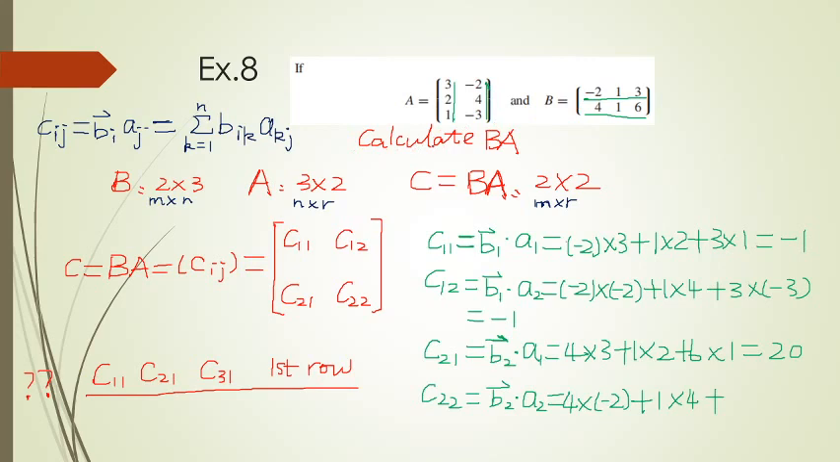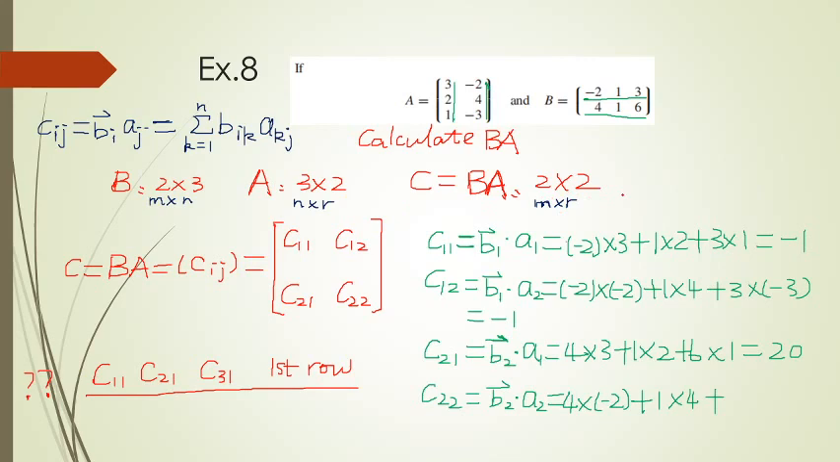We are calculating B times A. As I told you, what is the format? The first matrix we write M by N. Second matrix we write N by R. Then what is the format for B times A? M by R. What is M? 2. And what is R? 2. We only have a 2 by 2 format for C.